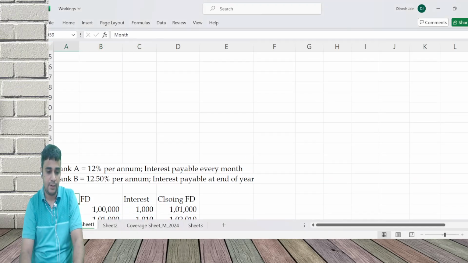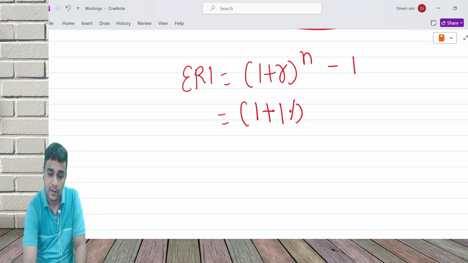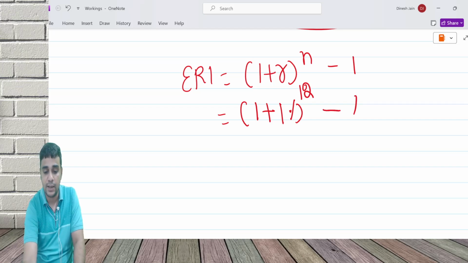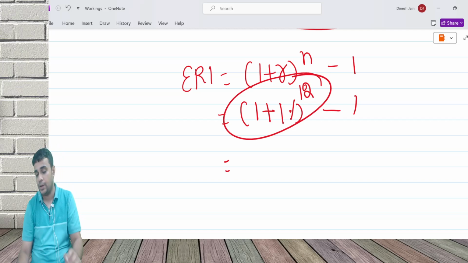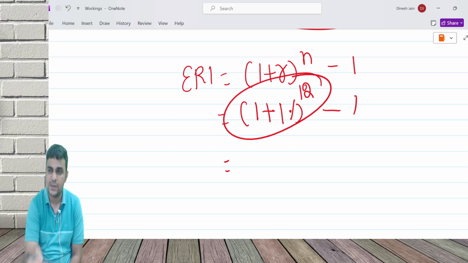In this example, when are we paying interest? Every month. So 12% per annum is wrong. It's 1% per month. So (1 plus 1%) power 12, months in a year, minus 1. Get me this number, minus 1, and tell me the answer. 1 plus 1% power 12 is how much?